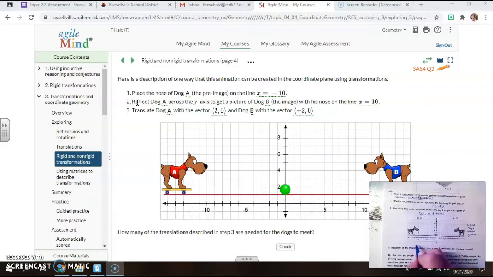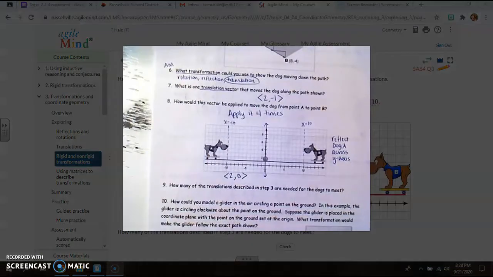So for this dog, the translation vector that we would use would be going to the right, and one thing that they suggest is go 2 units at a time. Now we wouldn't have to go 2 units at a time. We could go 1 unit at a time or 5 units at a time. But if we go 2 units at a time to the right, we're going to put a positive 2 in the X spot. We're not traveling up or down, so that means a 0 will go in the Y spot. Let me get this in the center of the screen, sorry.